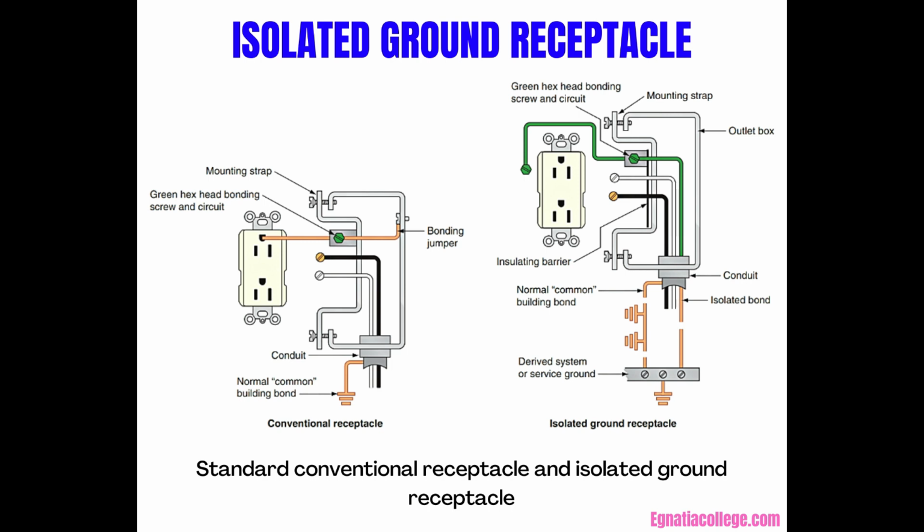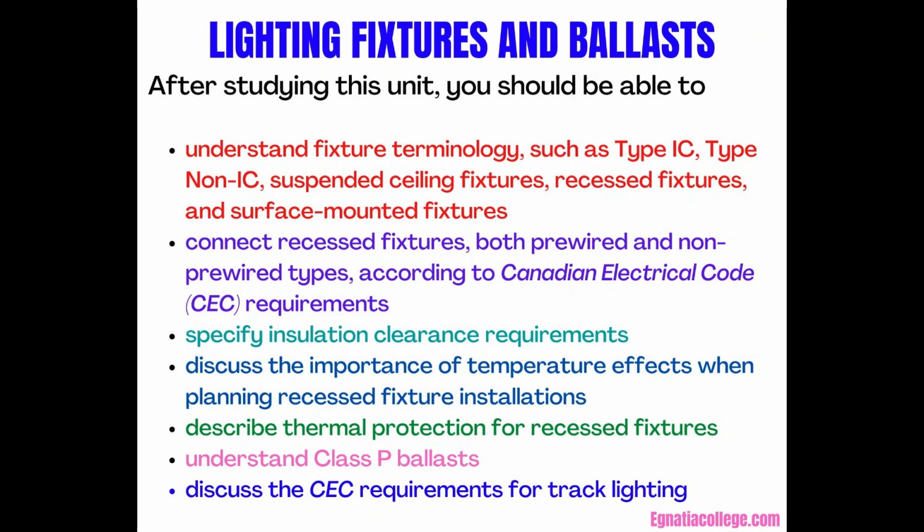Rule 10-612-6. Lighting fixtures and ballasts. After studying this unit, you should be able to understand fixture terminology, such as type IC, type non-IC, suspended ceiling fixtures, recessed fixtures, and surface-mounted fixtures.